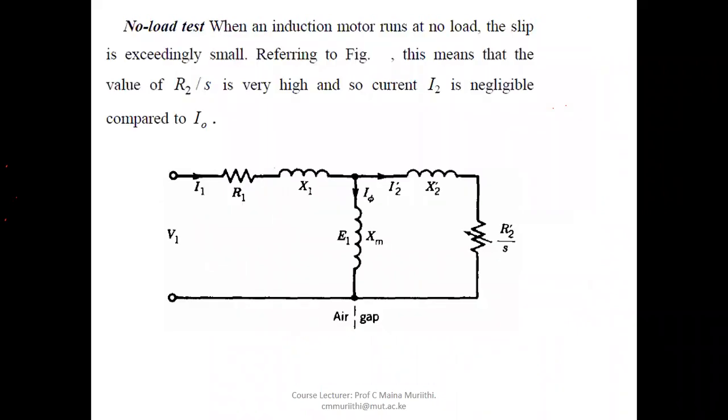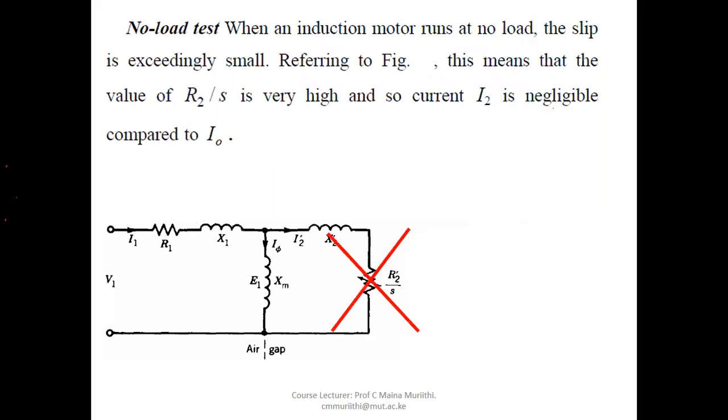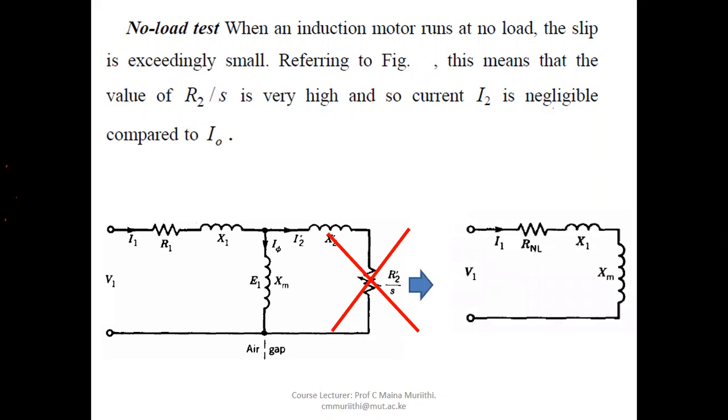So for the no-load test, what will be the circuit associated with the no-load test? Now, in the no-load test, the slip is exceedingly small. So since the slip is exceedingly small, R2 over S is very high. So in other words, we will be neglecting a certain branch. And if we neglect a certain branch, this is the equivalent circuit when we are doing the no-load test.